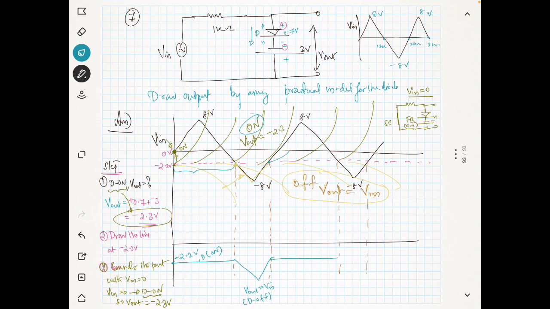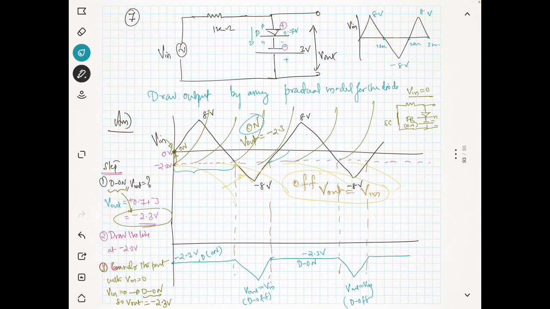So we have again minus 2.3 volt, and here output equals input. Okay, that means the diode is in off state. So here the diode is in on state, and this will continue. So this is the output of this kind of clipper. Okay.